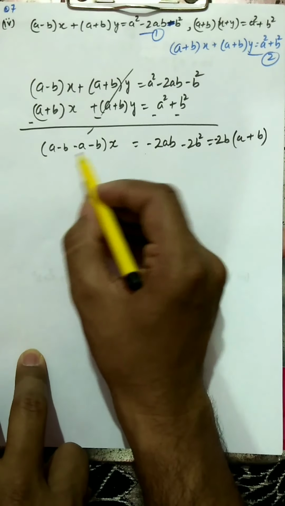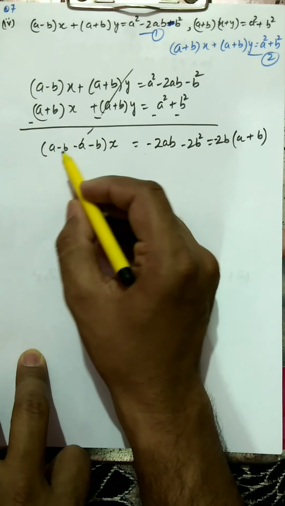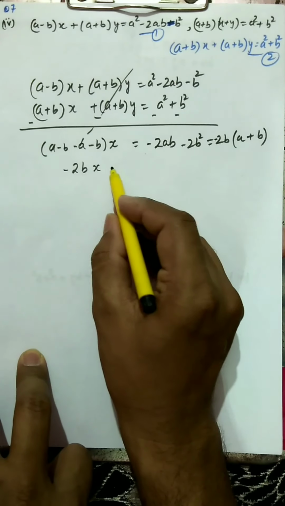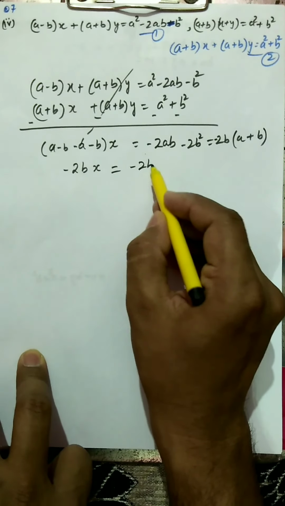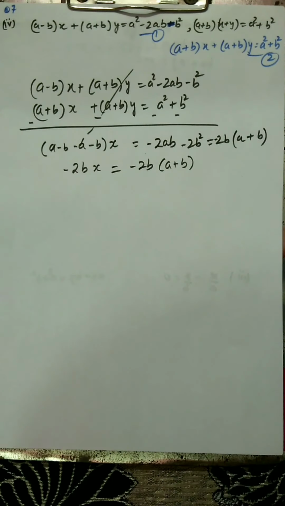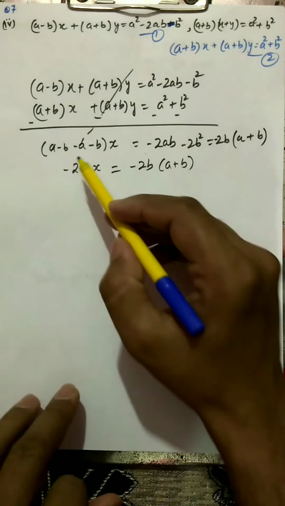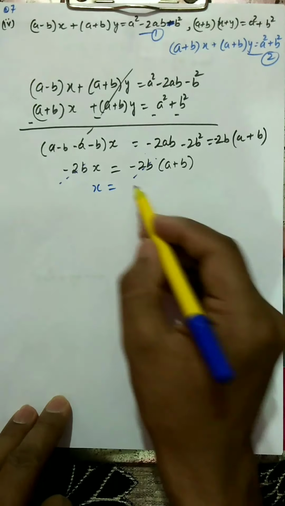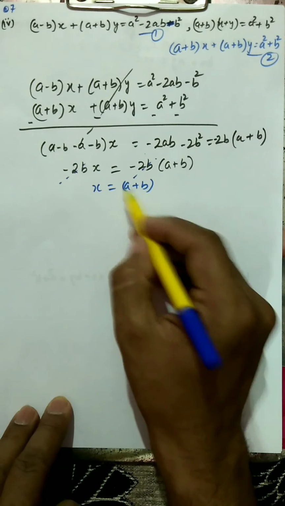If you simplify this, the a got cancelled, and this is −2b times x, equals −2b times (a + b). So you can see that −2b will get cancelled, and your x will be a + b.